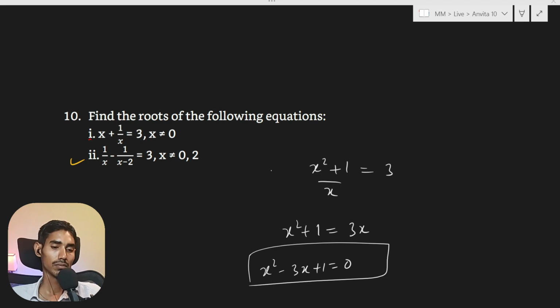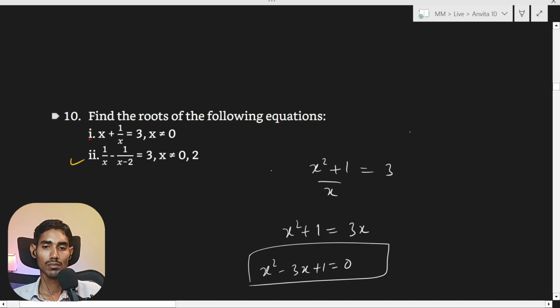Sir, I have got the value of x: 3 plus under root 5 divided by 2 or 3 minus under root 5 divided by 2. That's the right answer.